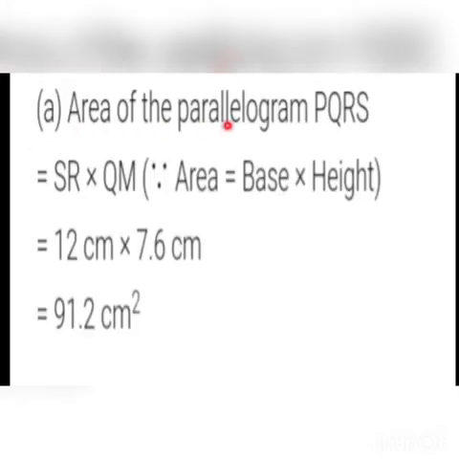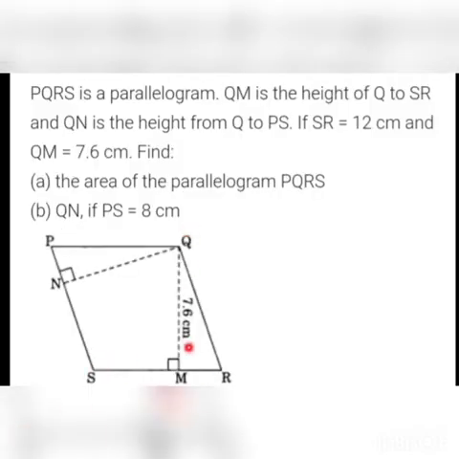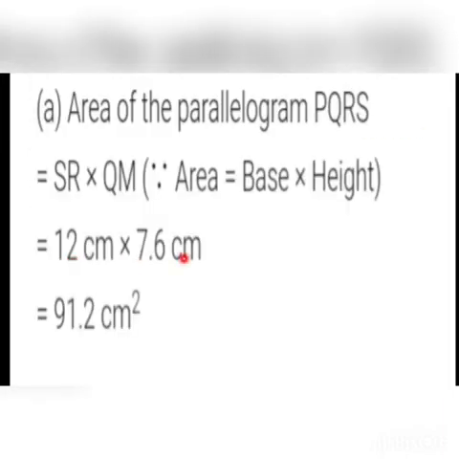Area of the parallelogram is equal to base into height, that is SR into QM. What are the values? SR is 12, QM is equal to 7.6. So, 12 centimeter into 7.6 centimeter, you will get the area 91.2 centimeter square. So, the first question is solved here, that is 91.2 centimeter square is the area.